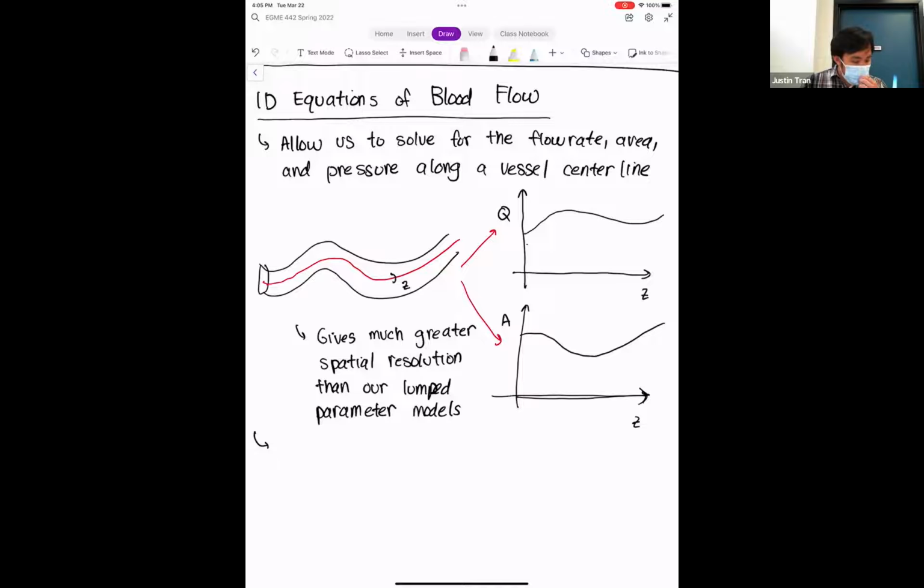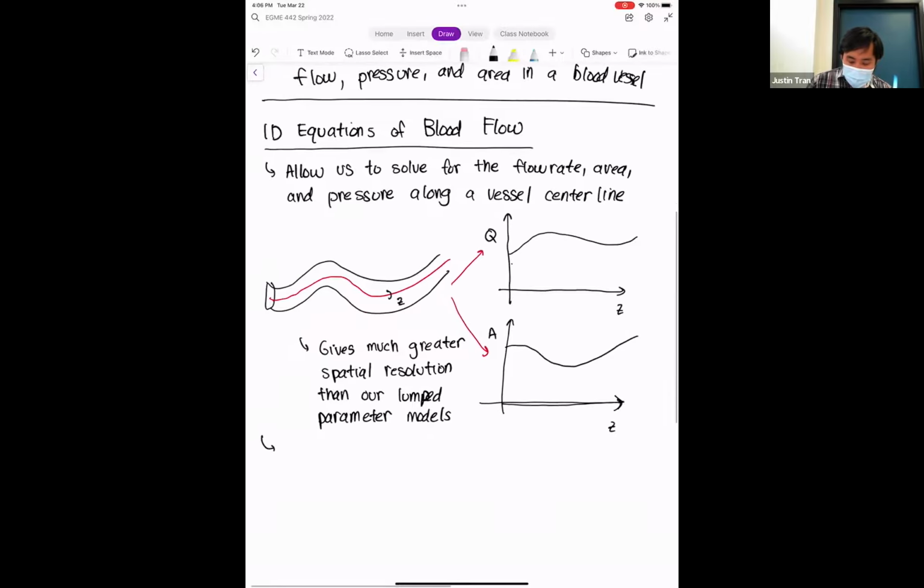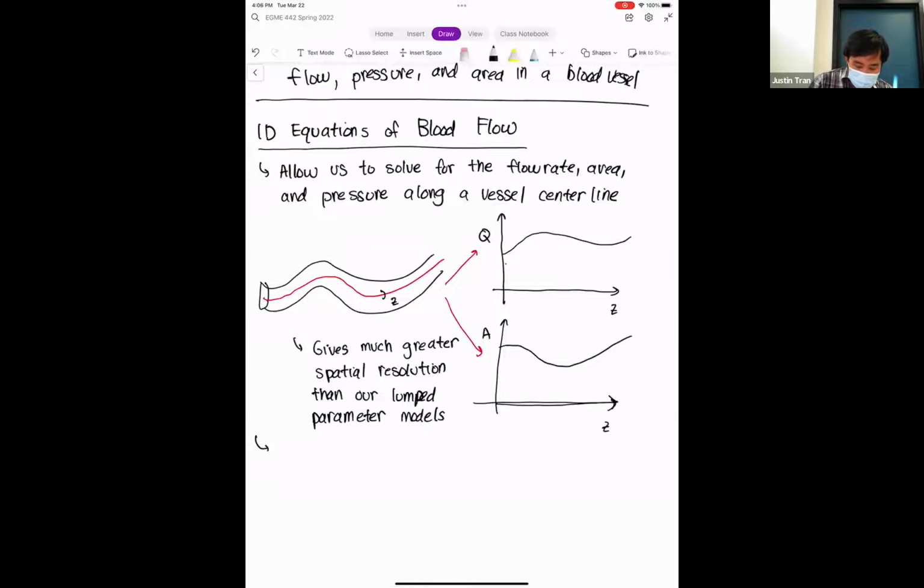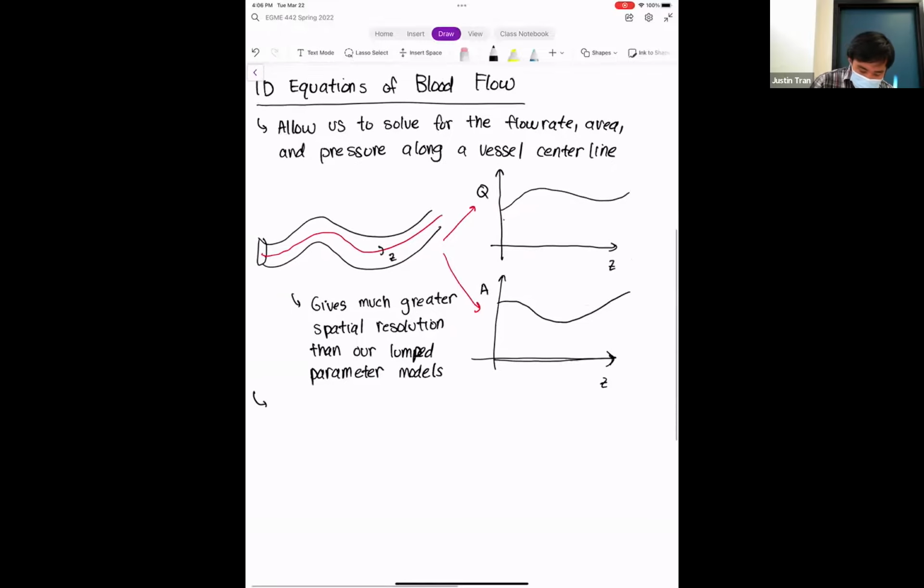And then what we were going over at the end of Thursday was how we can actually derive these. Okay. And so the way that the 1D equations of blood flow are derived is that you take the Navier-Stokes equations, right? You take your Navier-Stokes equations and then you integrate them across the cross-sectional area.